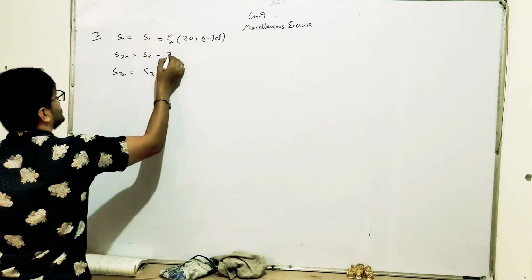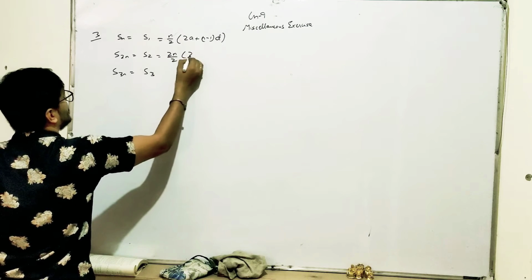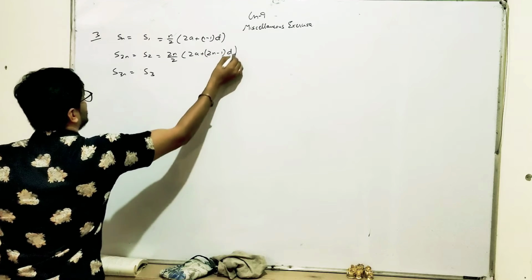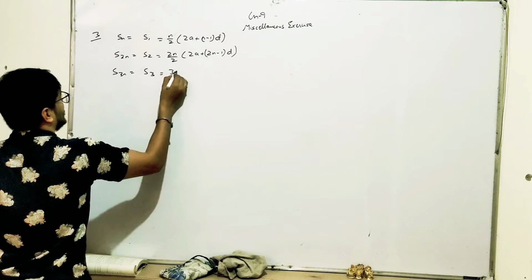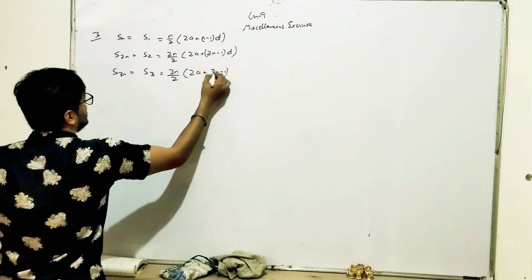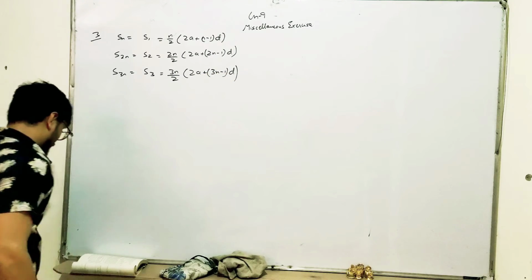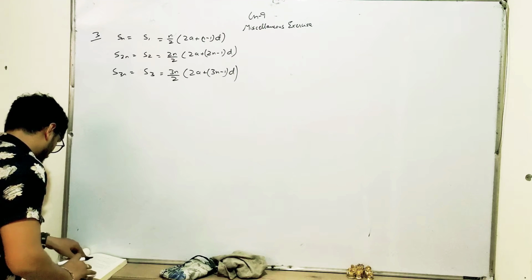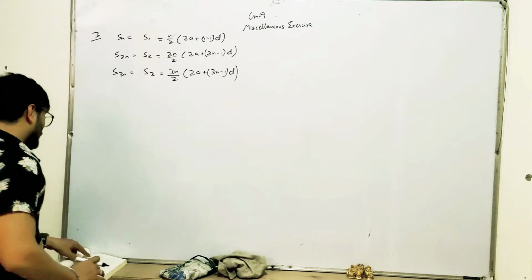So n by 2 means 2n upon 2, (2a + (2n − 1)d), and 3n upon 2, (2a + (3n − 1)d), right? Now we have to show that S3 is equal to 3S2 minus S1.